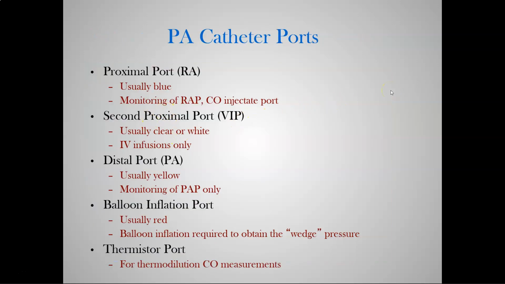So you have different ports, different uses. We have our proximal or RA port, usually blue, which monitors right atrial pressure, and then we have our cardiac output injectate port as well. The second proximal port is our VIP port, usually clear or white. In my experience, it's usually white. This can be used for IV infusions, but it's only the second proximal port. The distal port is going to be used for monitoring your pulmonary arterial pressure only, PAP. It's typically yellow.